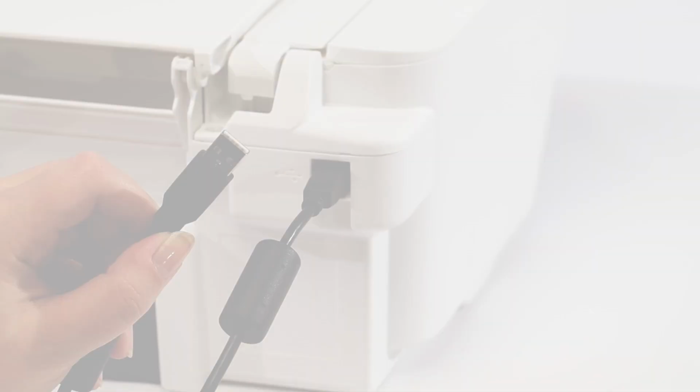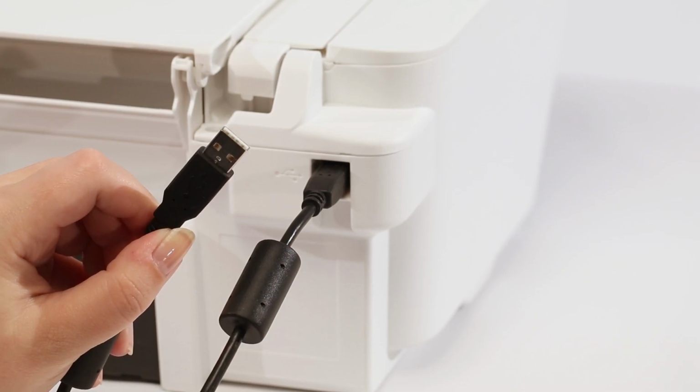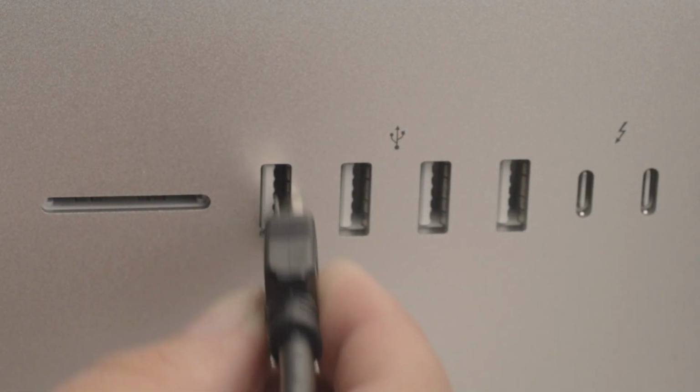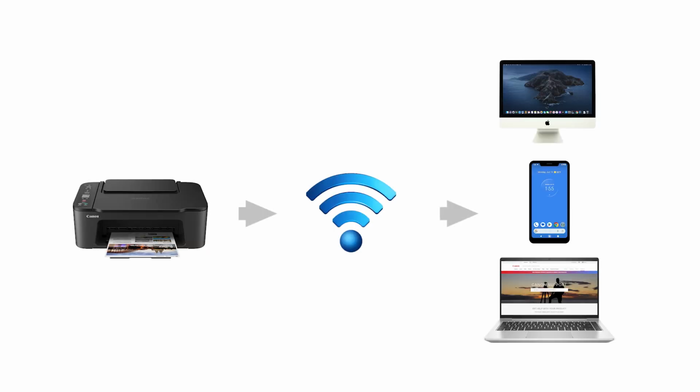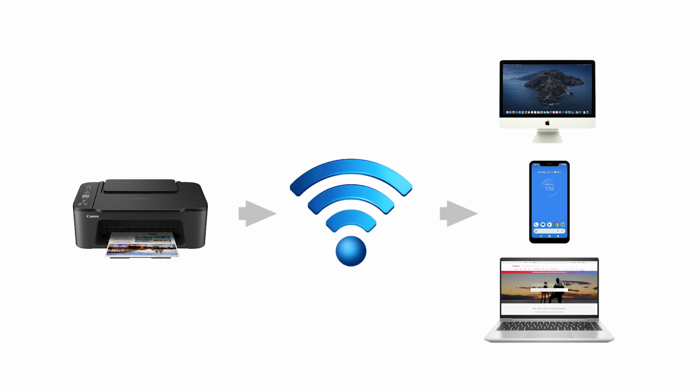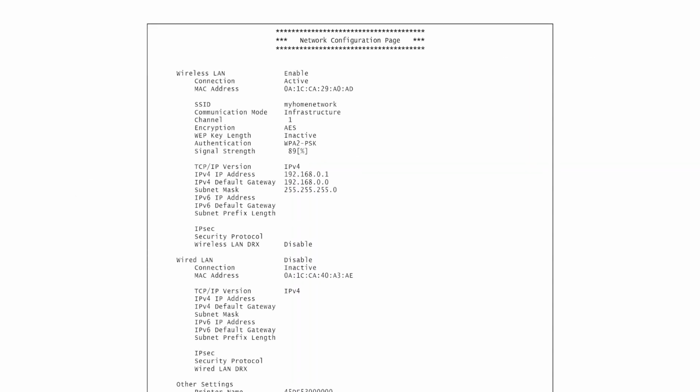Next, check the connection. If your printer is connected with a USB cable, make sure the cable is plugged in properly to both the back of the printer and to the computer. If your printer is connected to a computer or mobile device wirelessly, you'll need to check the network connection. To do this, you can print a network configuration page.